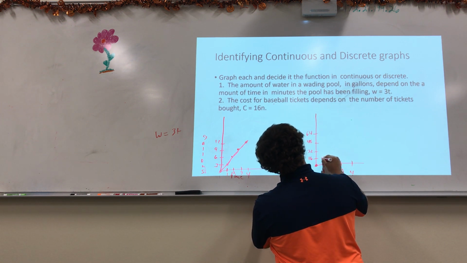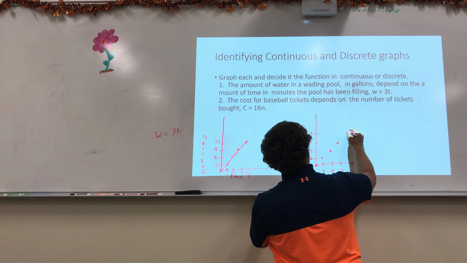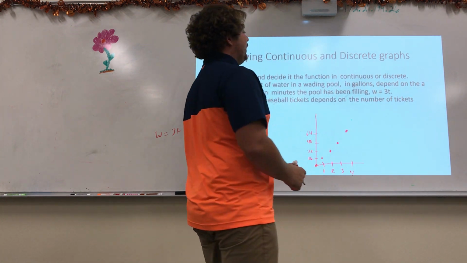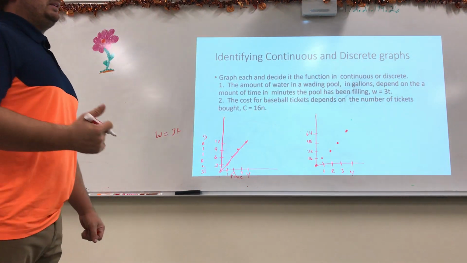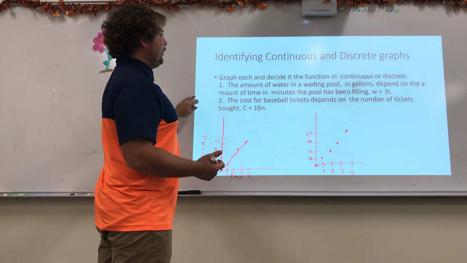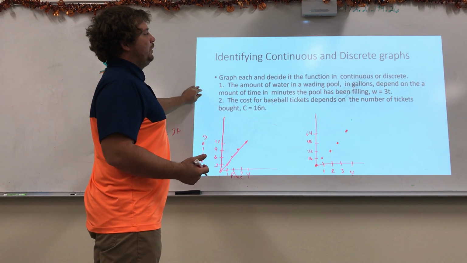If I buy 1, it's $16. If I buy 2, it is going to be 32. If I buy 3, it's going to be 48. If I buy 4, it's going to be 64. Okay, now can I sell a half a ticket? No, they're not going to let you in if you give them a half a ticket. So that one is thrown out. So this would be a discrete graph.